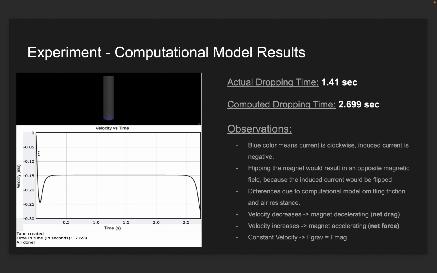As you can see here, as the velocity is decreasing, the magnet is decelerating due to the net drag of the magnetic field, and as the velocity increases, the magnet accelerates due to the net force being applied to the magnet. And finally, during times when there's a constant velocity, the force due to gravity is assumed equal to the magnetic force.